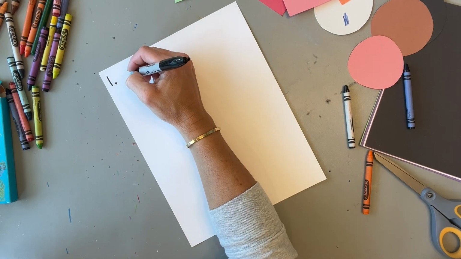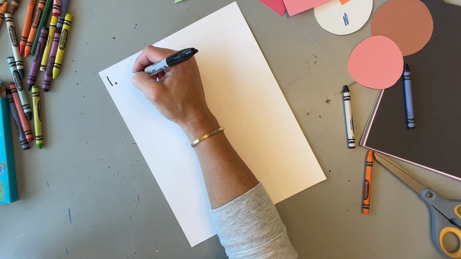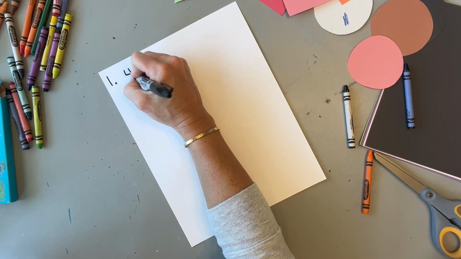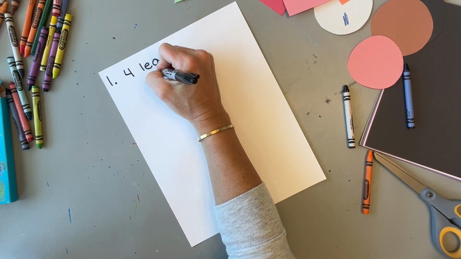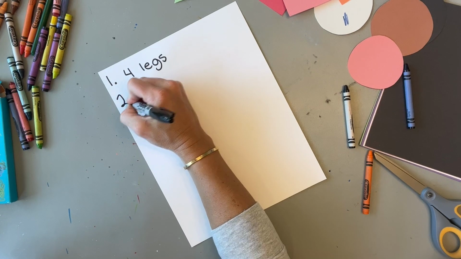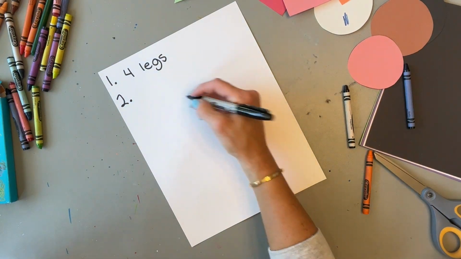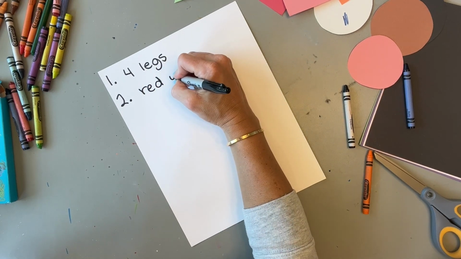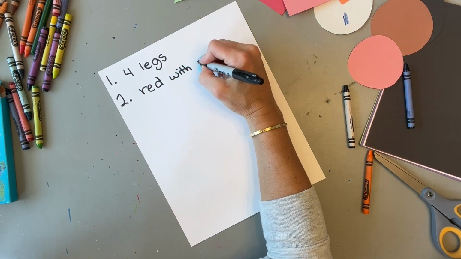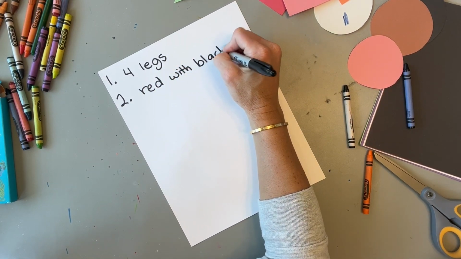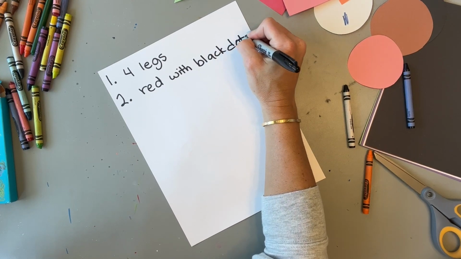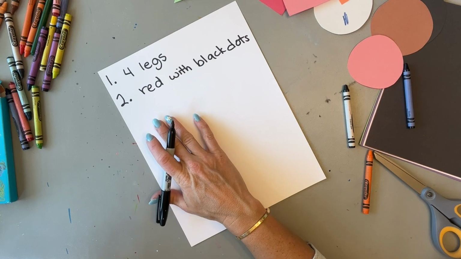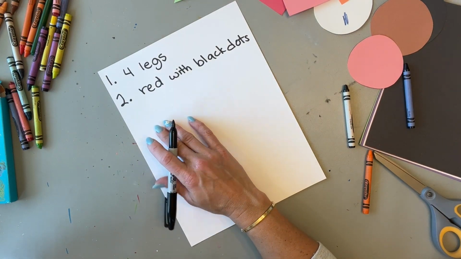So you could ask them questions like, how many legs does it have? So they may say it has 4 legs. So you would write down 4 legs. And then maybe what color is it? And they could say it's red with black dots. And these are going to be all over the place, and that's fine. The more descriptions you get, the better they'll be able to make their art.